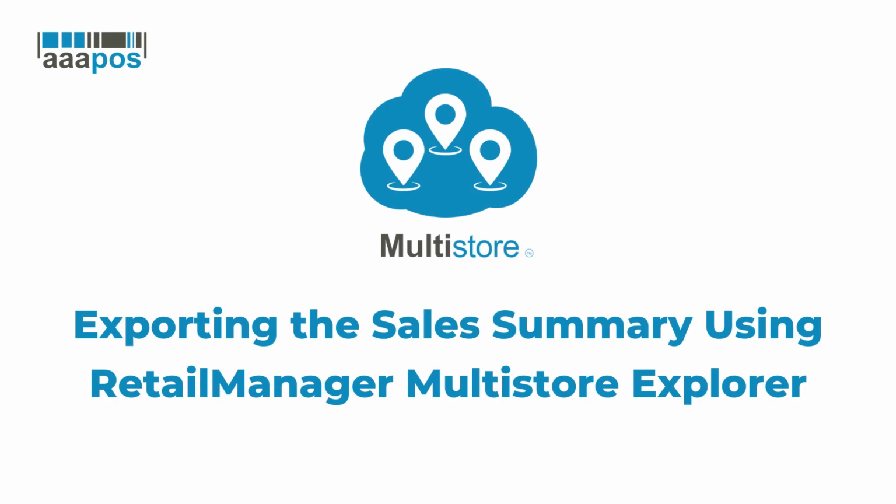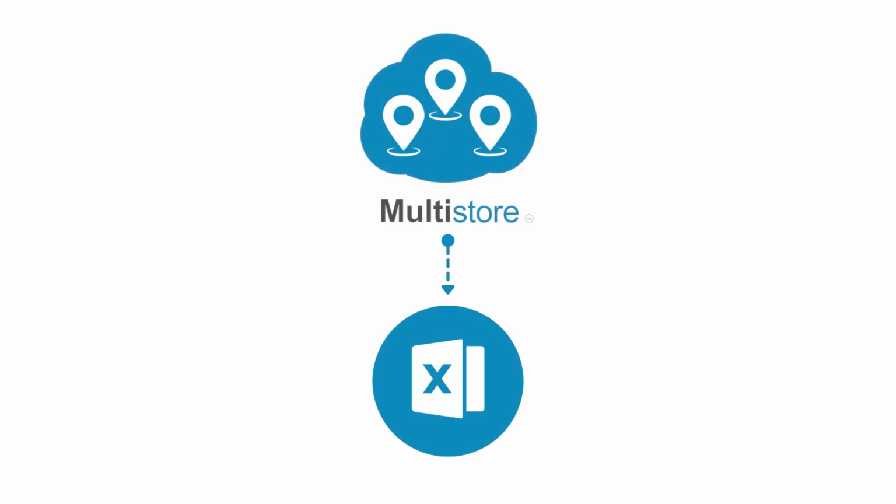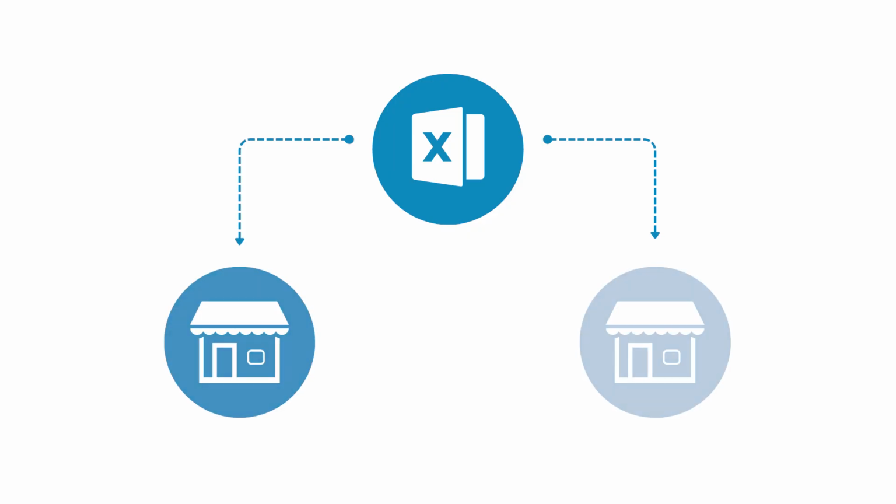Exporting the sales summary using RetailManager Multistore Explorer. RetailManager Multistore is designed to help you export and analyze key business data such as sales summary information from one or multiple stores. You export reports store by store, ready for filtering and analysis in Excel.